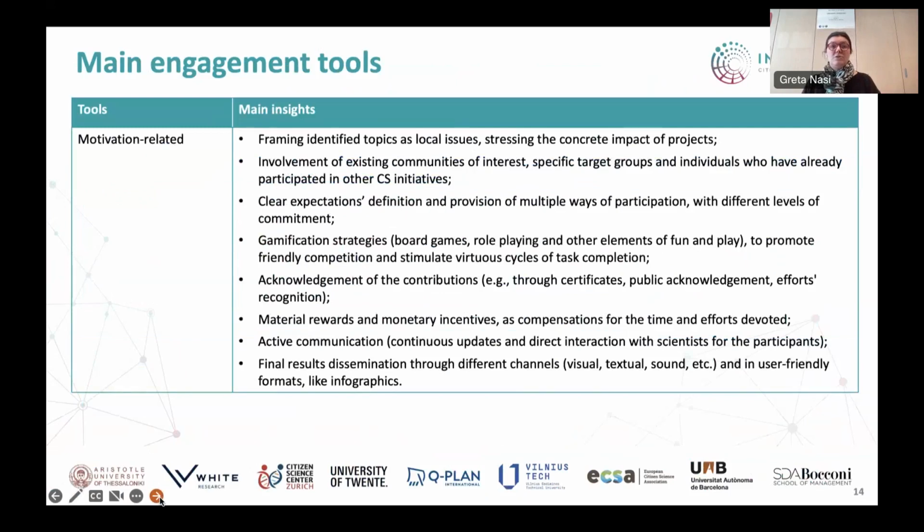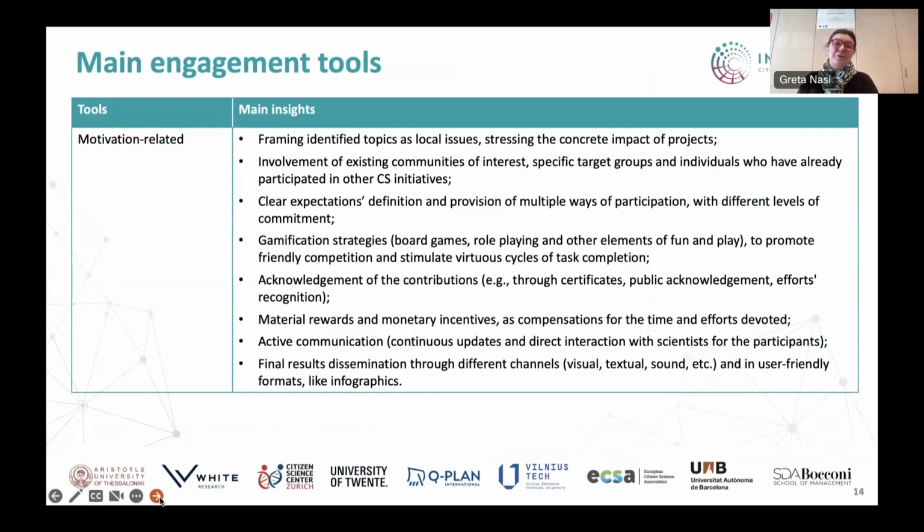Moving into motivation-related tools, there are several of them. But what is very important is to create a trust-based relationship between the citizen science team and the people contributing and participating. So, framing the topic, making clear and transparent communication about the scope, the expectations from citizens, understanding what the key issues are, and eventually utilizing incentivization tools like gamification strategies that may work with some particular types of participants, especially the younger ones, over persuasion tools that may work with participants who may be older in age or may not necessarily have an active and very enthusiastic interest in participating.